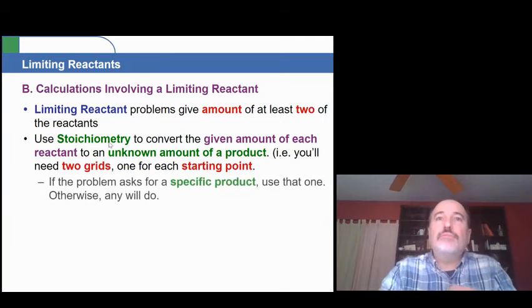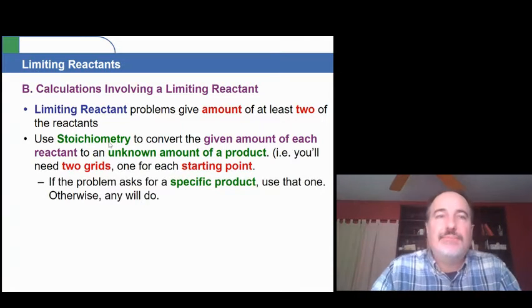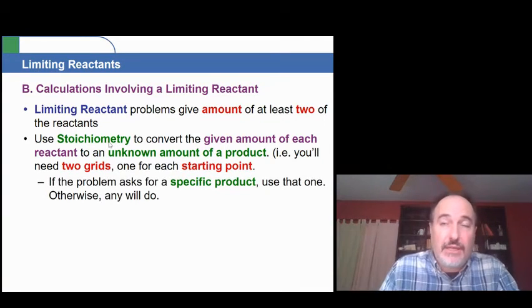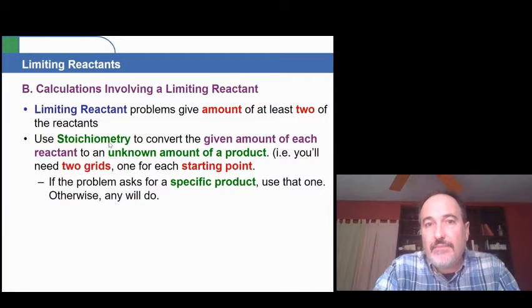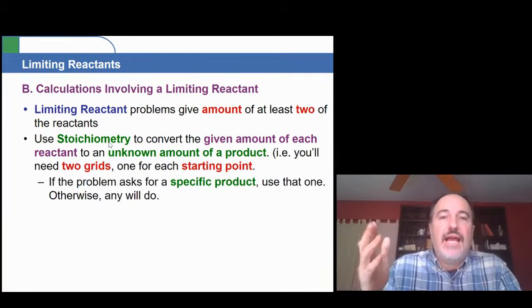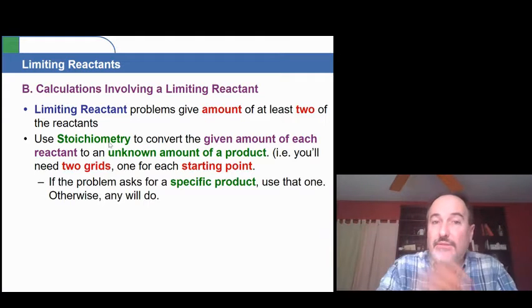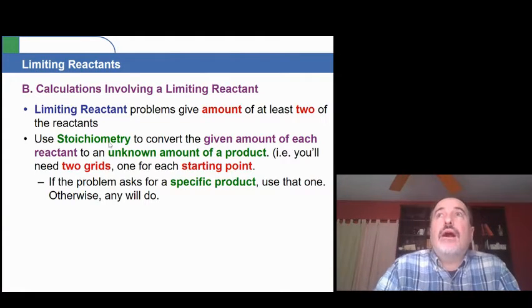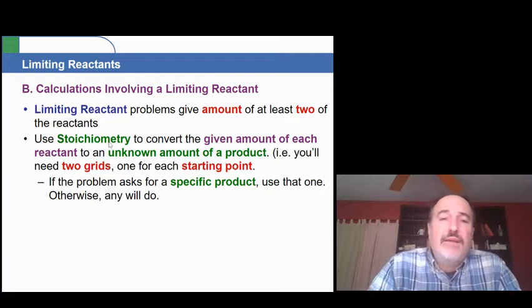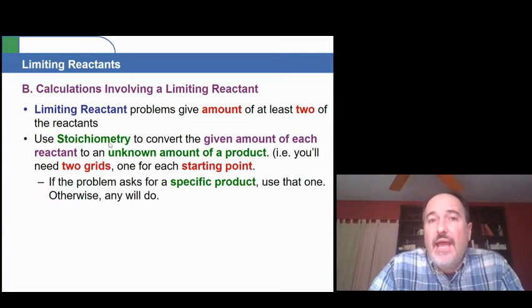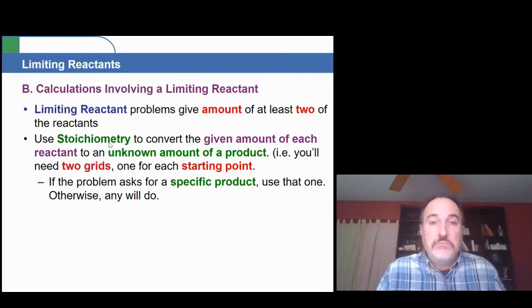If the problem asks for a specific product, that's the one you should use. If it just asks what's the limiting reactant, then you could choose any of the products. But most of the problems you are going to encounter will be something like: if you have 17 grams of hydrogen and 42 grams of nitrogen, how many grams of ammonia can you make?